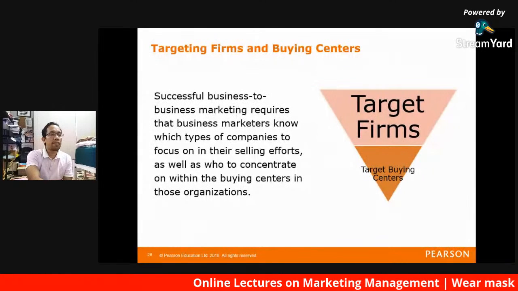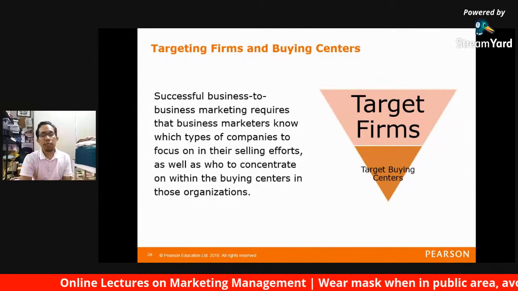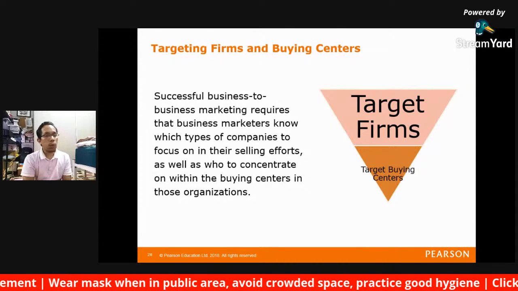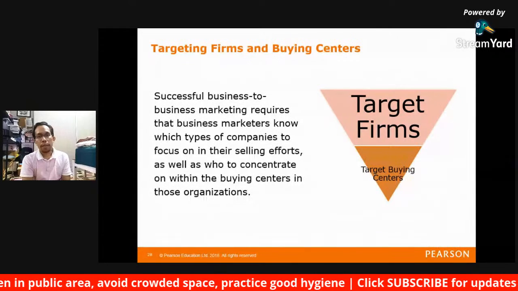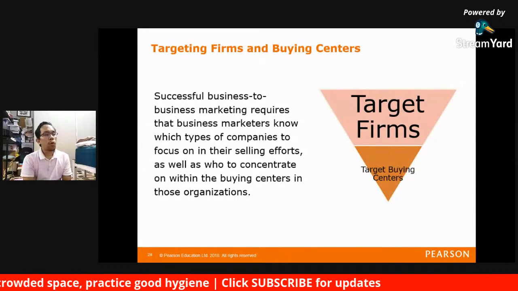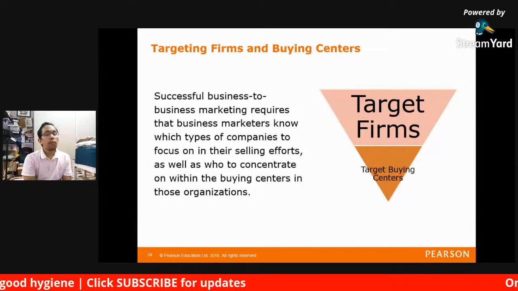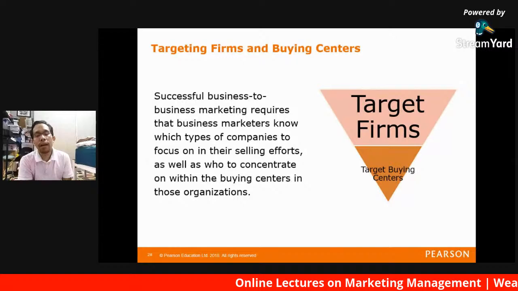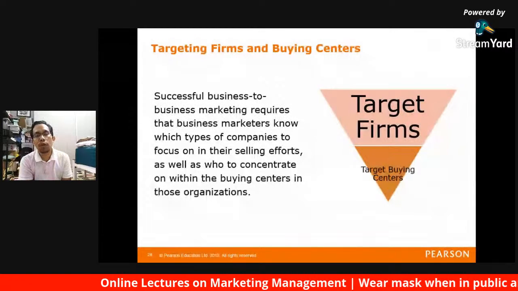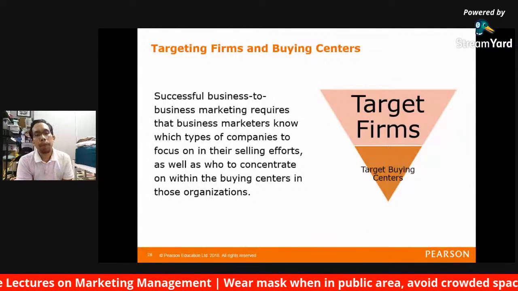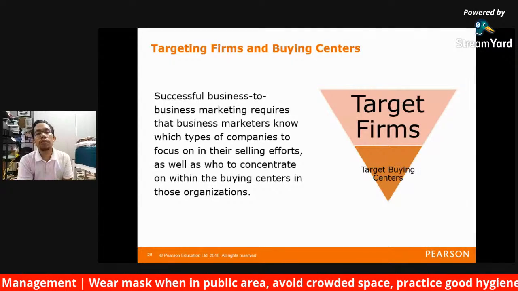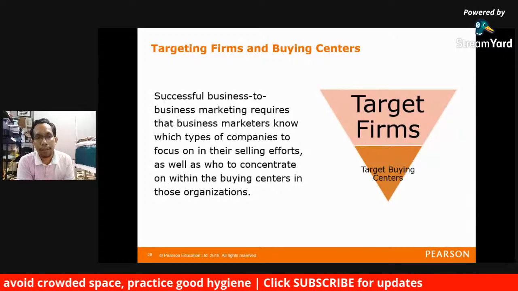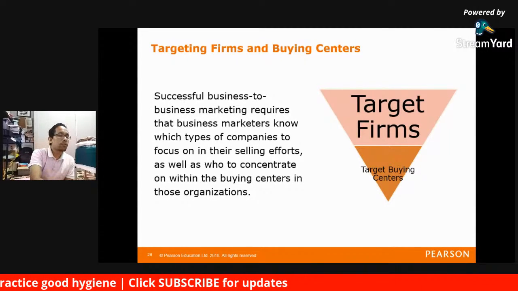Targeting firms and buying centers. Successful business-to-business, or B2B, marketing requires that the business marketer know which type of company to focus their selling effort on, as well as who to concentrate on. Who are the people that will be involved in the process? Don't waste your time. If you become a marketer for business buyers, don't waste your time on the wrong people. People who are not involved in the procurement process, please avoid them. Don't approach them.